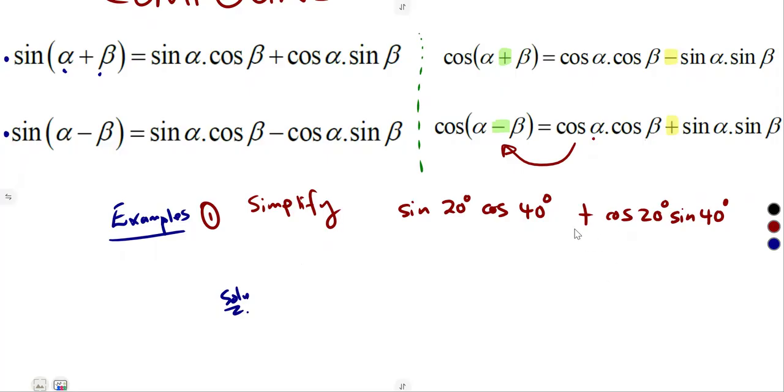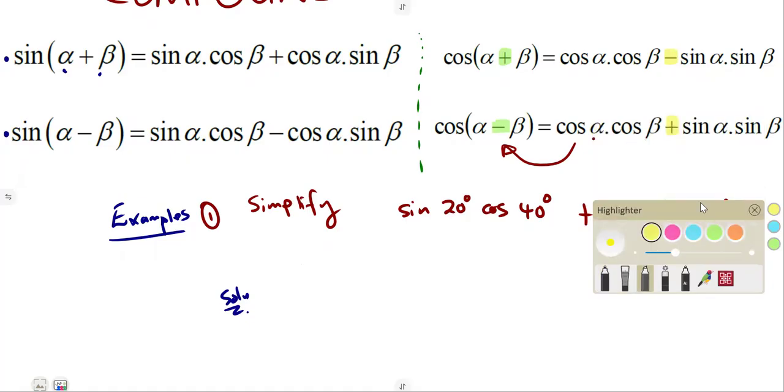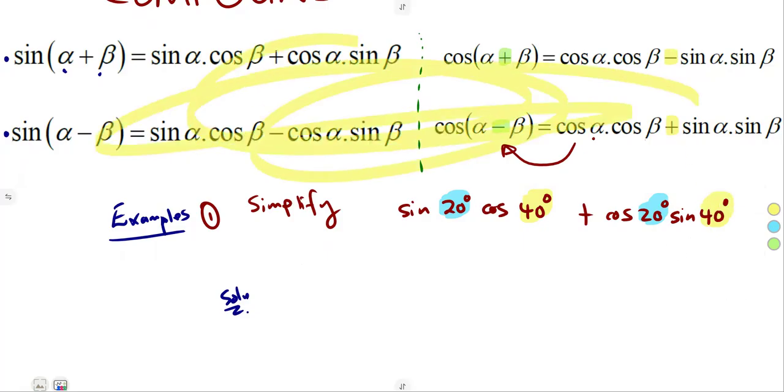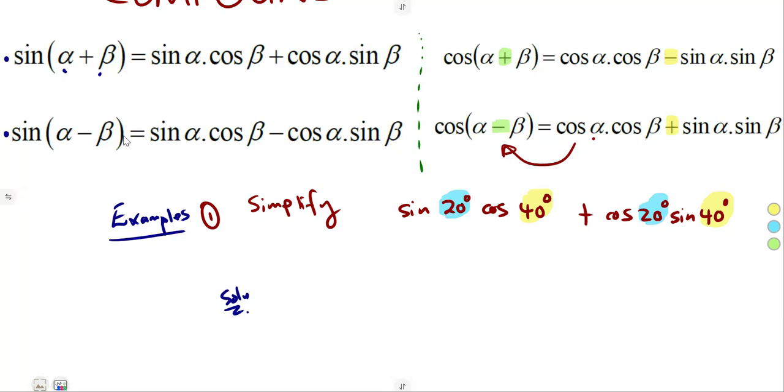This is part of our compound angle: sine, cos, another part cos, sine. Where was it taken from? Are these angles the same? 20 degrees here is 20 degrees. This is 40 degrees, this is 40 degrees. Meaning to say we are back to these because they have two angles that are corresponding. Alpha to alpha, beta to beta.